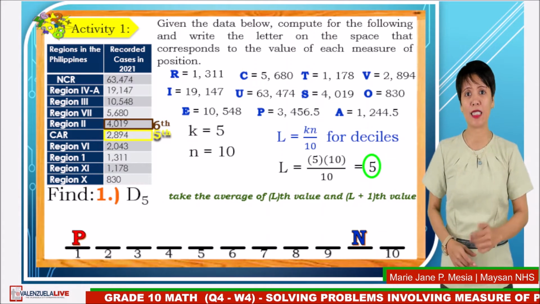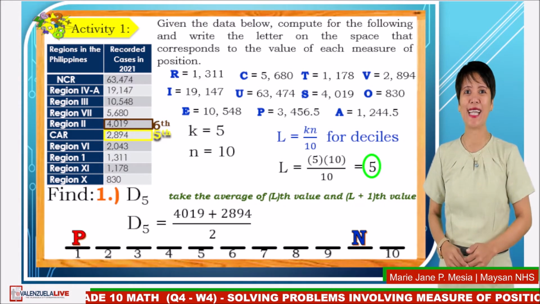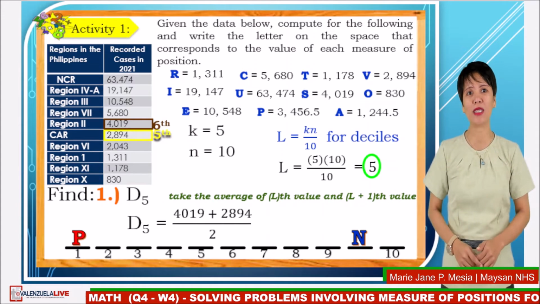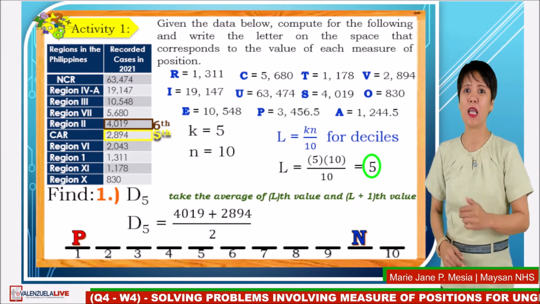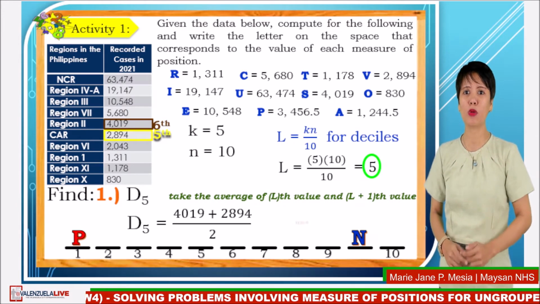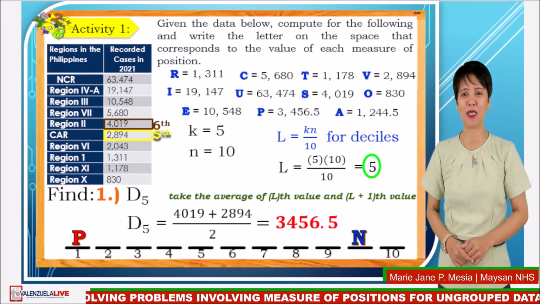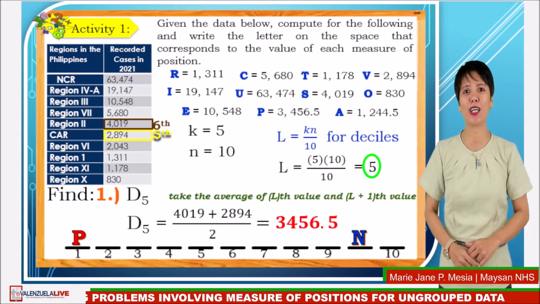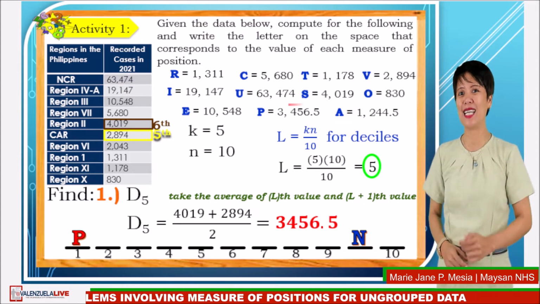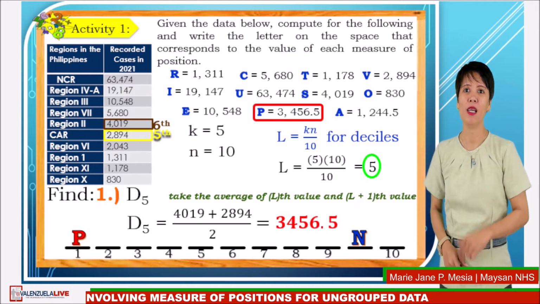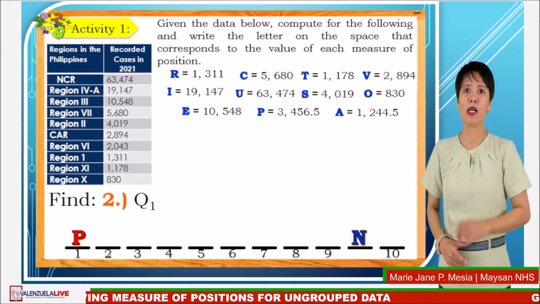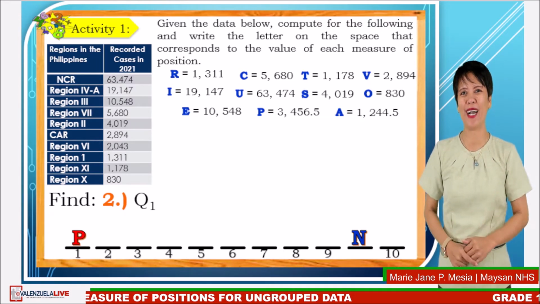So the value of D sub 5 is equal to 4,019 plus 2,894 divided by 2 is equal to 3,456.5. And the letter that corresponds to the value is letter P. Number 2, find Q sub 1 or lower quartile.